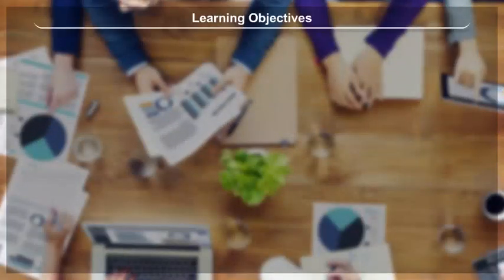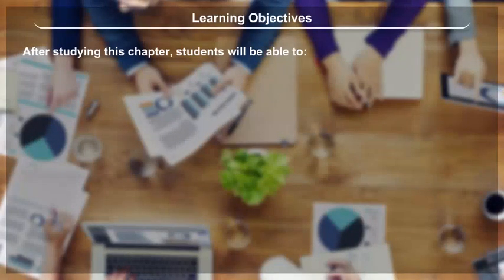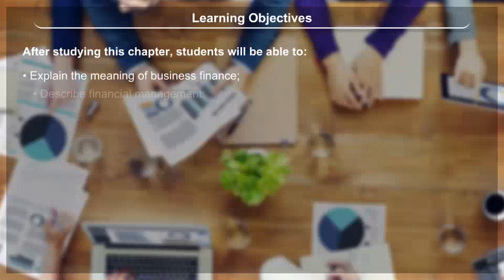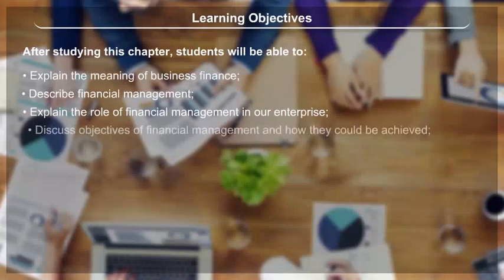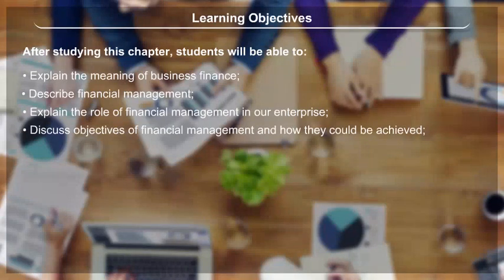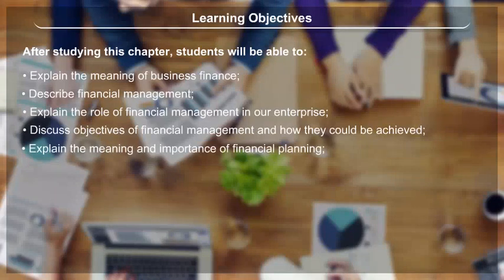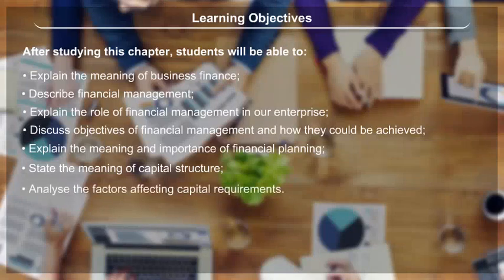Learning objectives. After studying this chapter, students will be able to explain the meaning of business finance, describe financial management, explain the role of financial management in our enterprise, discuss objectives of financial management and how they could be achieved, explain the meaning and importance of financial planning, state the meaning of capital structure, analyze the factors affecting capital requirements.